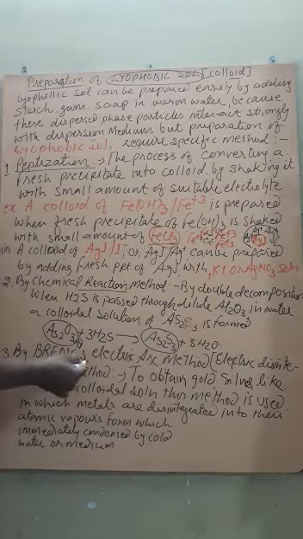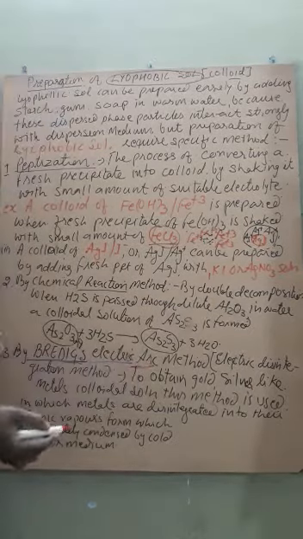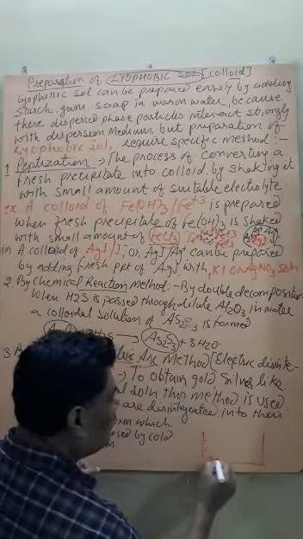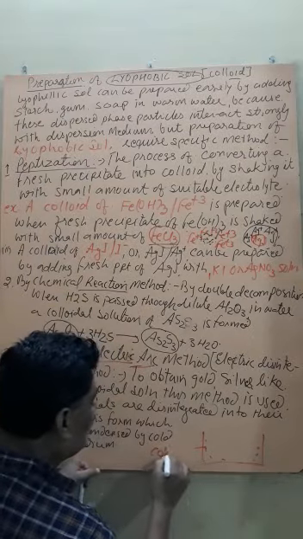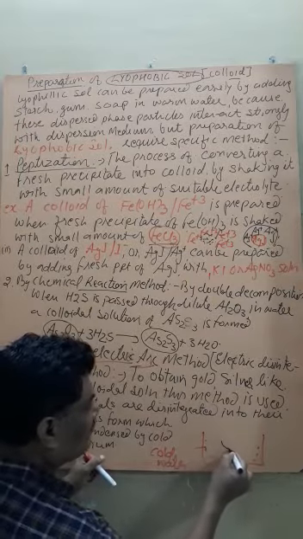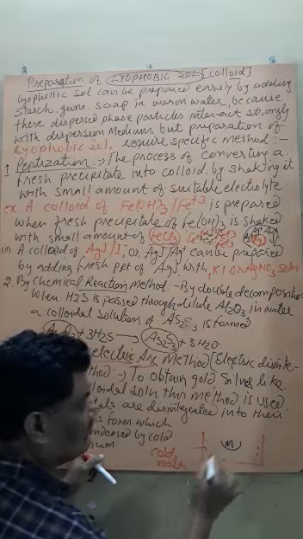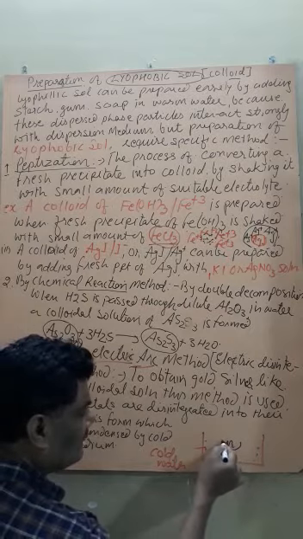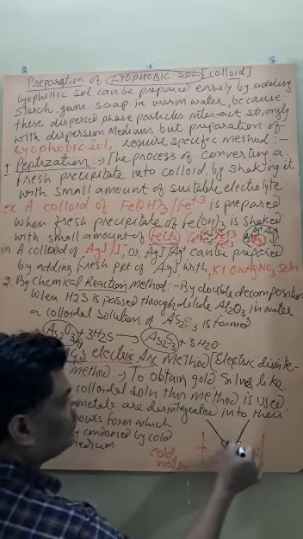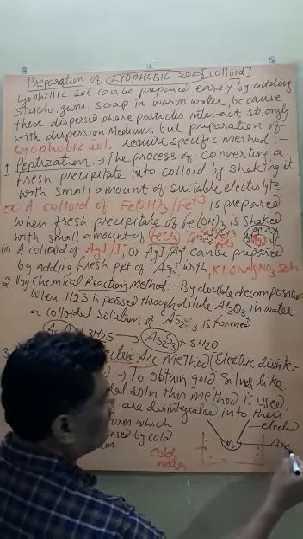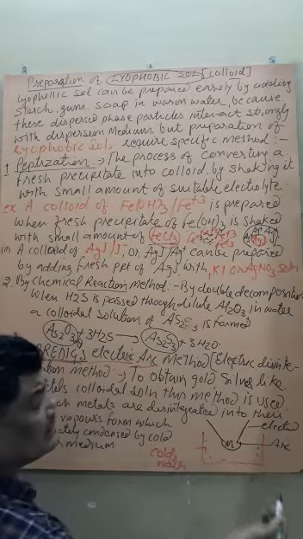Third one, this is the specific method, Bredig's electric arc method. In this method, in a vessel filled with a large amount of cold water, a bowl consisting of metal like gold, silver, etc. is placed, and then it is heated strongly by applying electrodes. And there is an arc, which converts the electric current into heat.